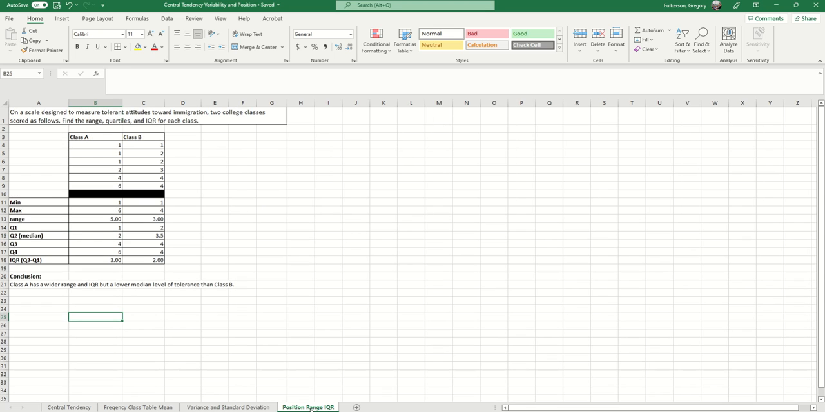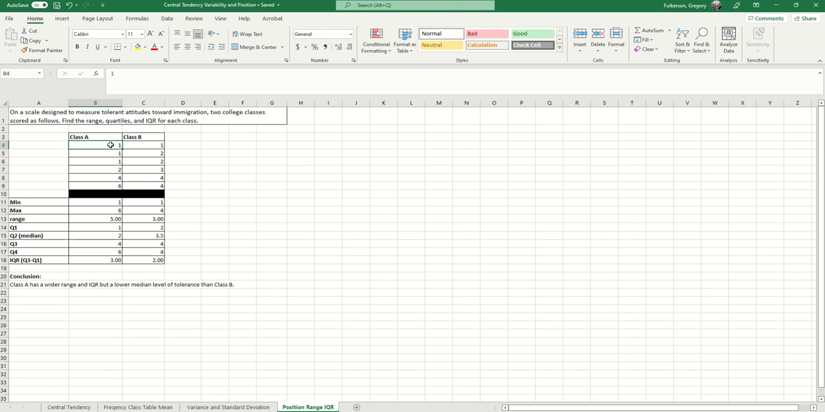This last sheet shows us position, range, and something called the IQR, which is the interquartile range. So in this problem, it says on a scale designed to measure tolerant attitudes towards immigration, 2 college classes scored as follows. Find the range, quartiles, and IQR for each class. So in class A, those are the scores, and for class B, those are the scores. So let's say 1 is intolerant and 6 is very tolerant.